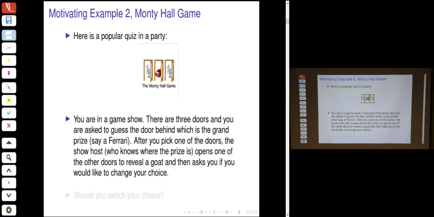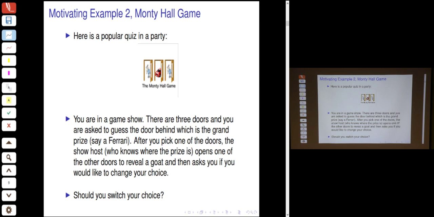So you would think, why should I change? Because everything was random, right? I just picked one, and if I change, what difference does it make? It seems that it's irrelevant, right? Now we are going to see whether you should make the change. You can think of it if you haven't heard of this problem.